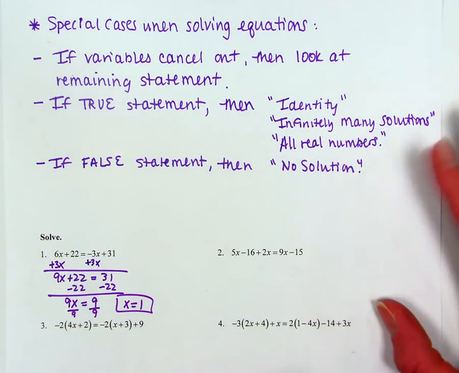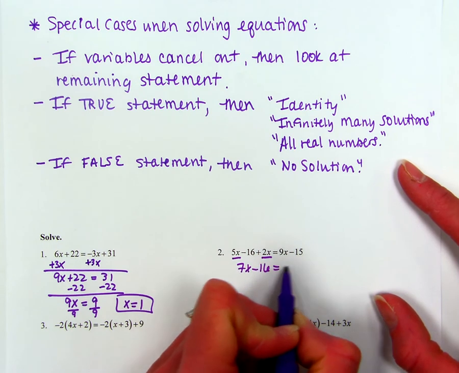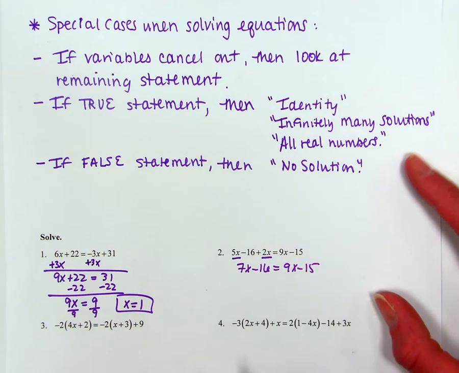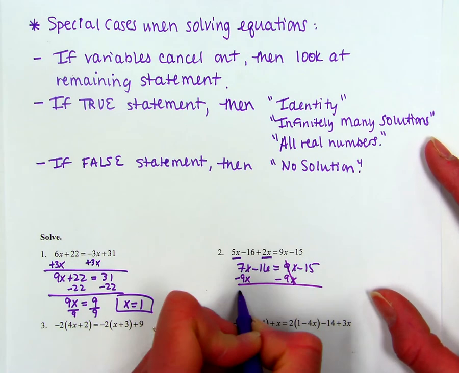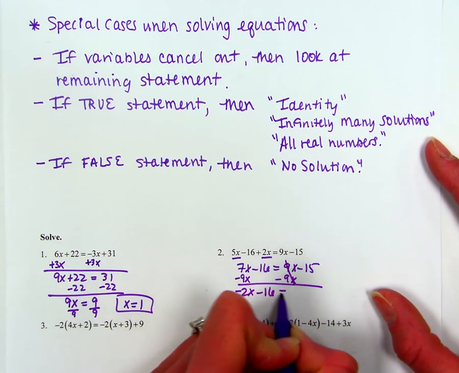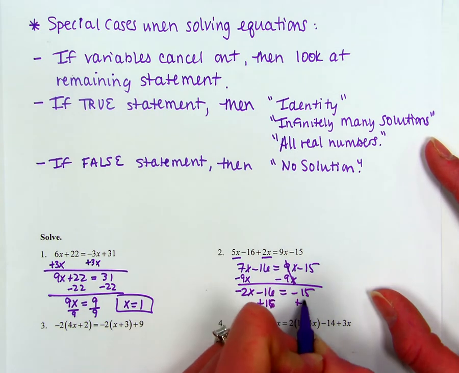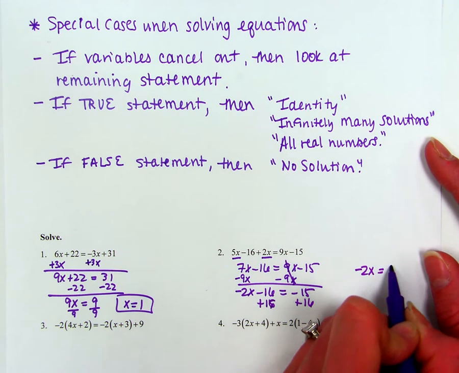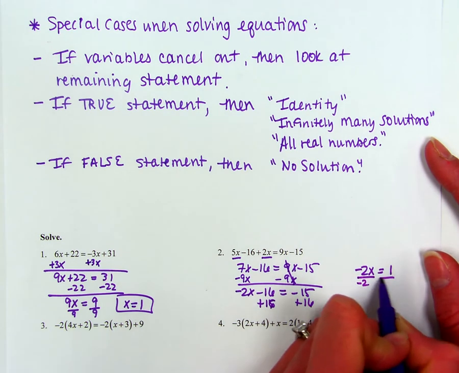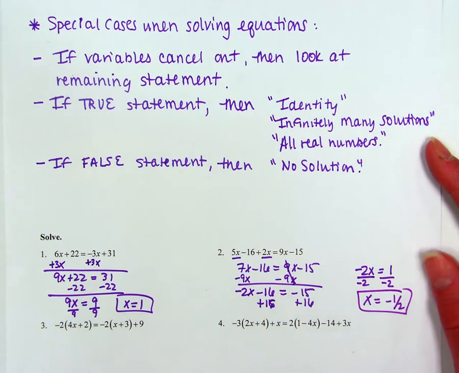Here we don't have distributive property, but we do have like terms, so we have 7x minus 16 equals 9x minus 15. Subtract 9x. We have negative 2x minus 16 equals negative 15. I'm going to add my 16 to the other side. So I get negative 2x equals 1. Then I'm going to divide by negative 2, and I get x equals negative 1/2.